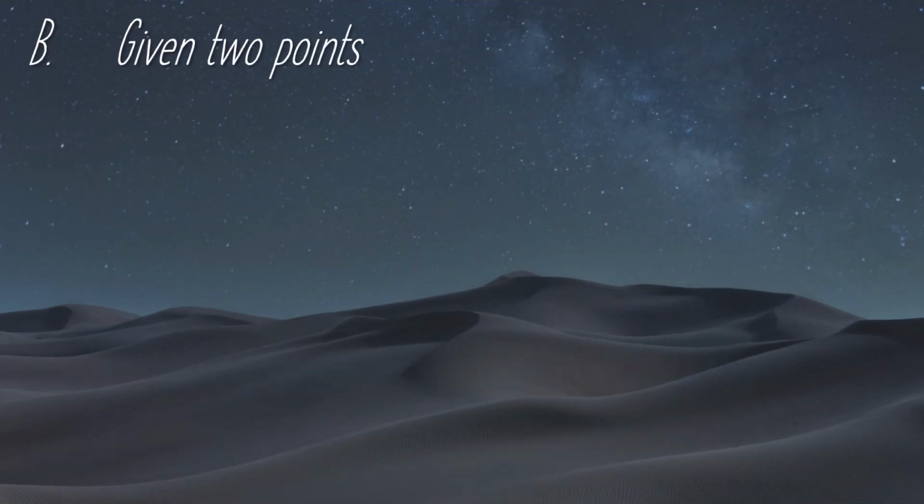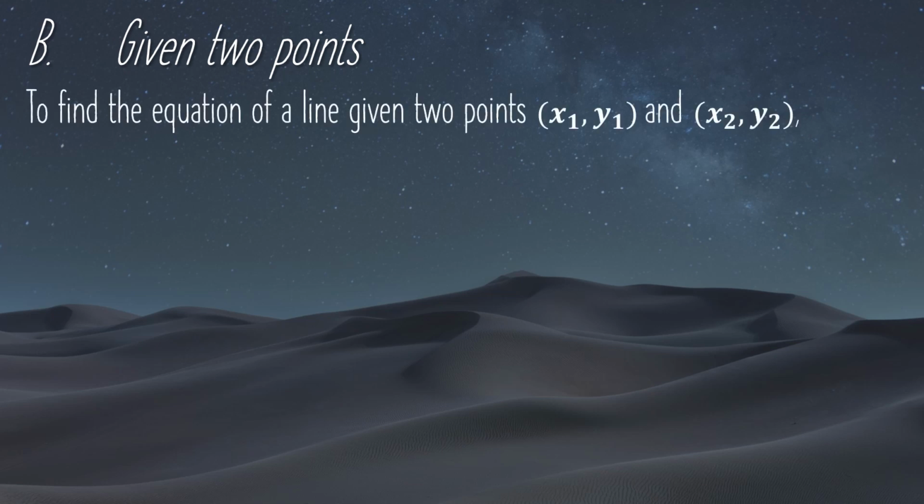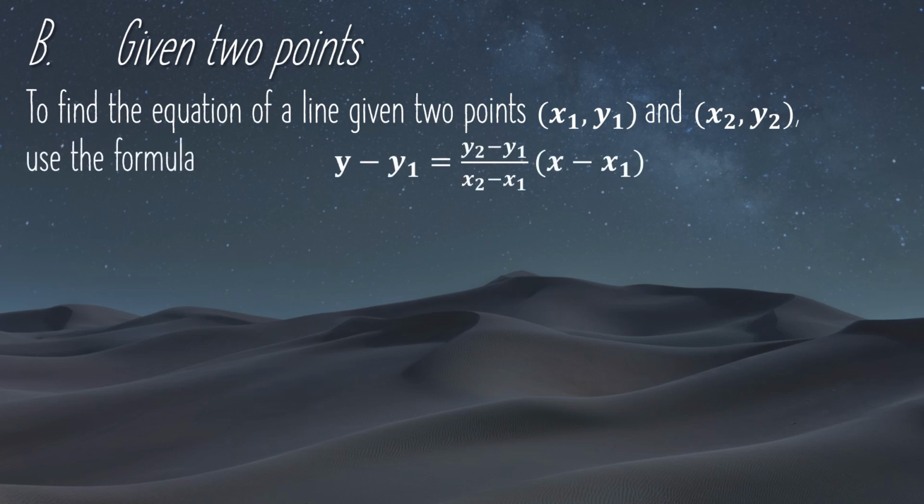Next is given 2 points. To find the equation of a line given 2 points x sub 1, y sub 1, and x sub 2, y sub 2, use the formula of y minus y sub 1 equals y sub 2 minus y sub 1 over x sub 2 minus x sub 1 times the quantity of x minus x sub 1.